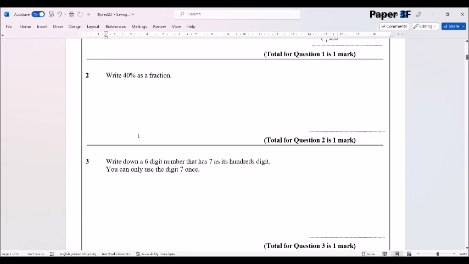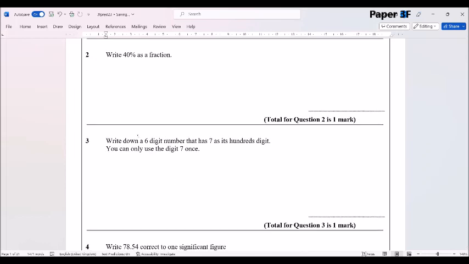Question 2. Write 40% as a fraction. Really nice and straightforward. Percent, of course, means out of 100. So we're just going to write this as 40 out of 100. You can write equivalent fractions if you want to, but we'll just leave it like that. It doesn't ask us to simplify it, so we'll leave it as 40 over 100.